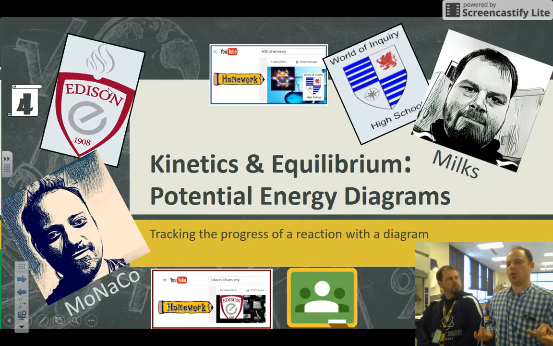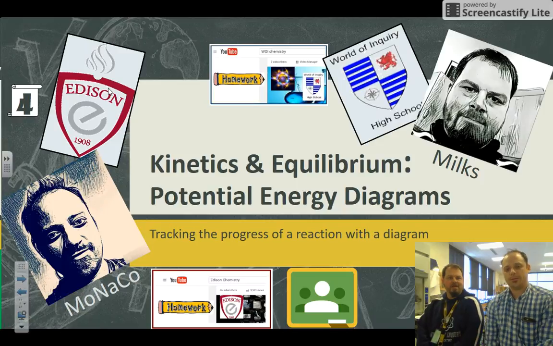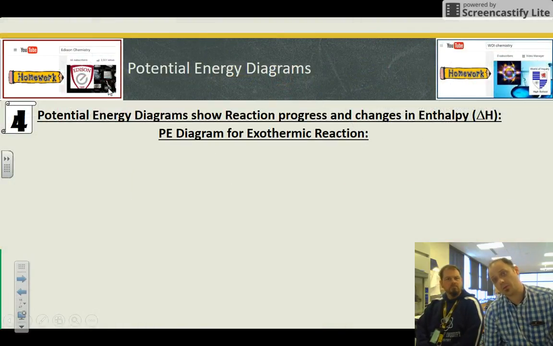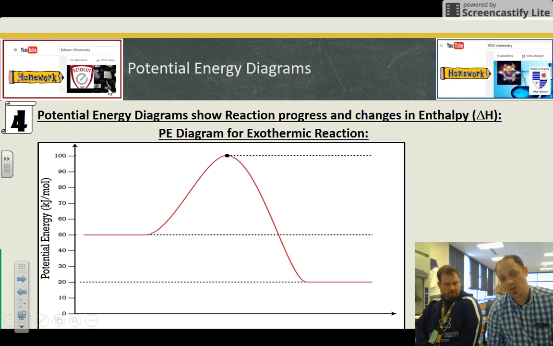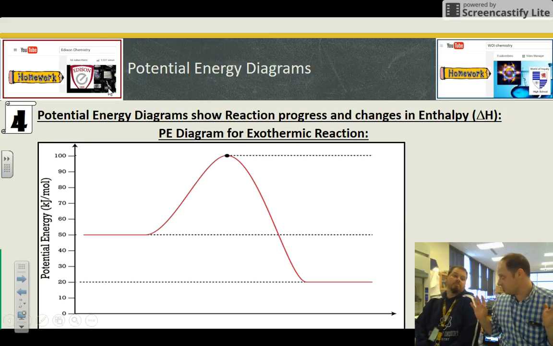Hello, potential energy diagrams. Let's draw them and label them. Tracking the process of a chemical reaction requires you to know some vocabulary related to certain sections. So, first thing, draw this as best you can. So pause. Here's the important thing you have to draw.